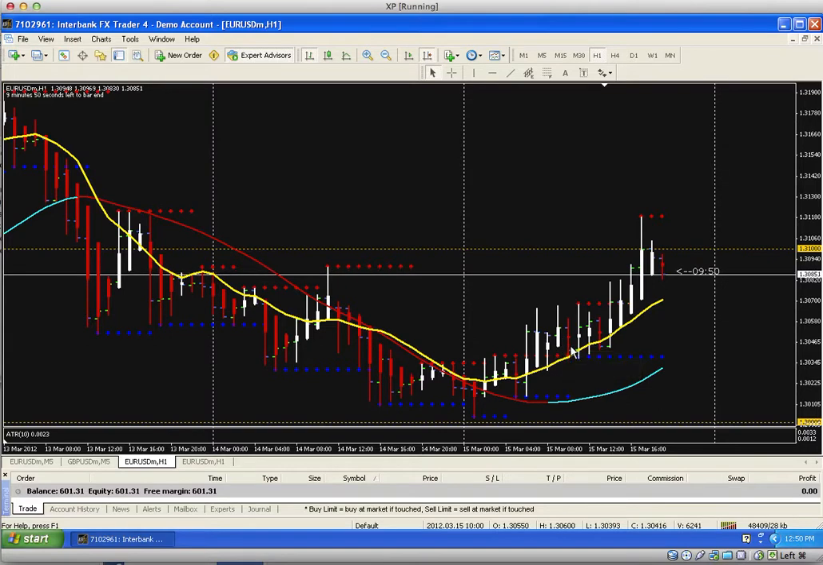So when I see these little pullbacks, it makes me think a little bit better as far as entering the trade, because I know the direction is up. Obviously red is down, blue is up. So that's pretty much it.